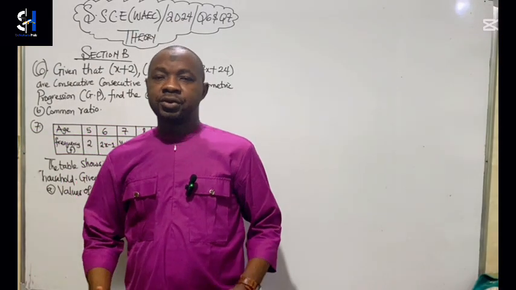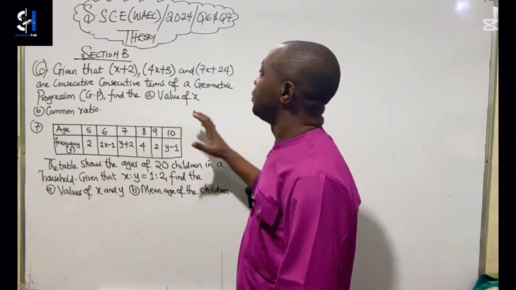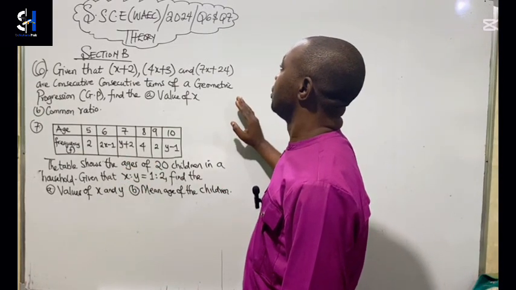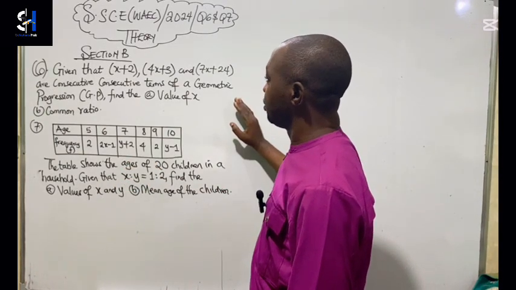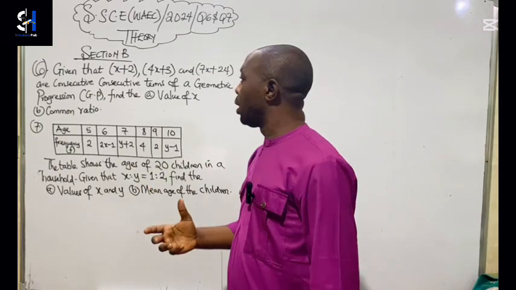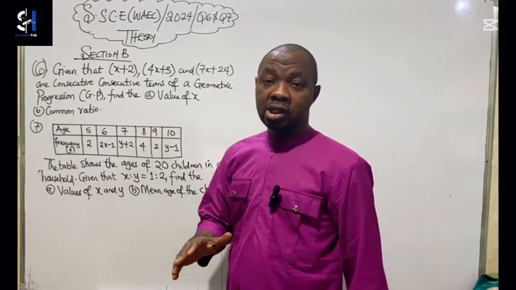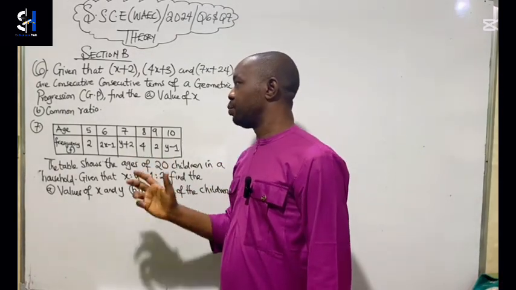Welcome to another video. All right, now we have this SSCE question 6 and 7 theory, section B 2024. Okay, we're done with section A. Now we have section B.